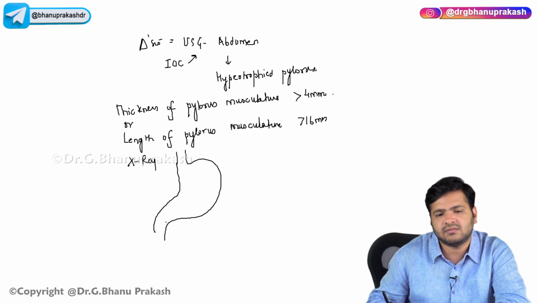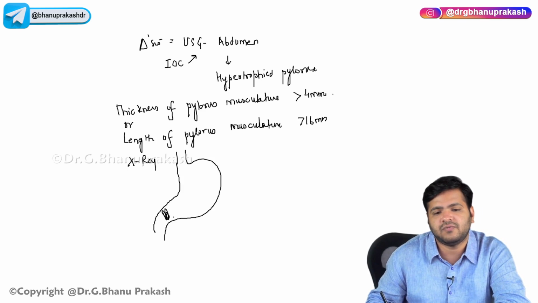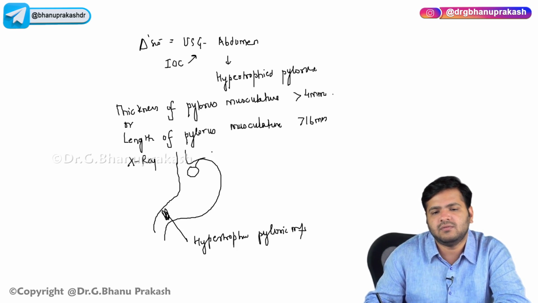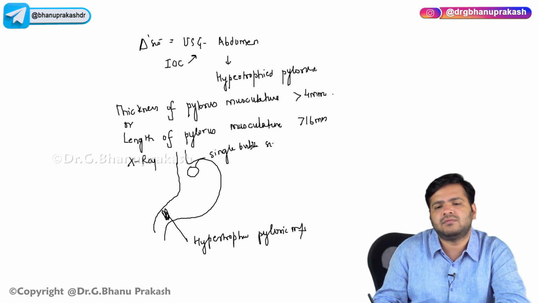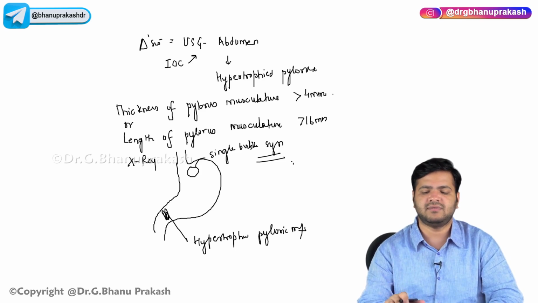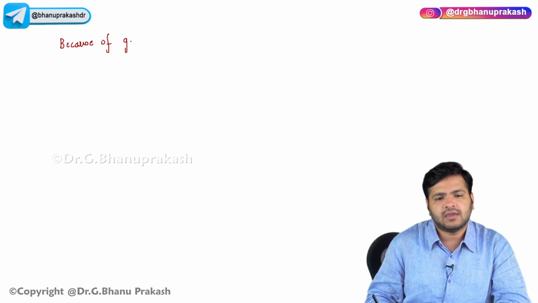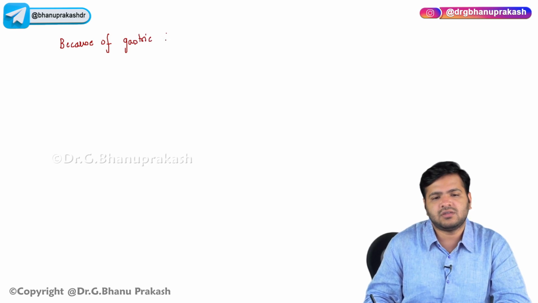If there is a hypertrophic pyloric muscle over here, what you will get? You will get a single bubble over here. Single bubble sign will be seen over here, because of gastric outlet obstruction.